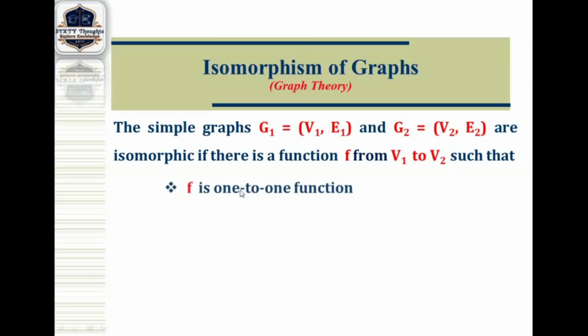One is f is a one to one function. Second one, f is an onto function. Once it satisfies these two conditions, then f is called a bijection function. Okay. Otherwise, it is not.